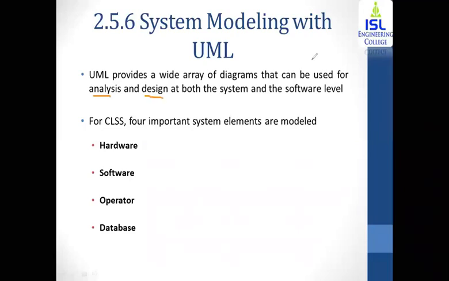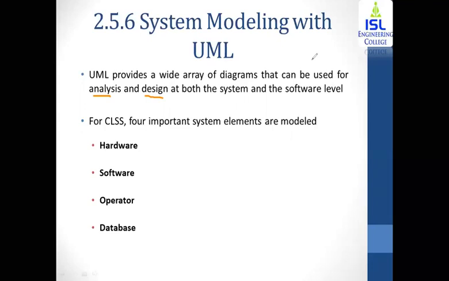Analysis means you're going to see whether all requirements match the ones that are stated by the customer. With the design, you're going to identify the different interfaces and the different components within the system. Now for CLSS, within the modeling, we have considered the conveyor line sorting system. Now 4 system elements are modeled. That is, you're going to model the hardware, the software, operator and database.